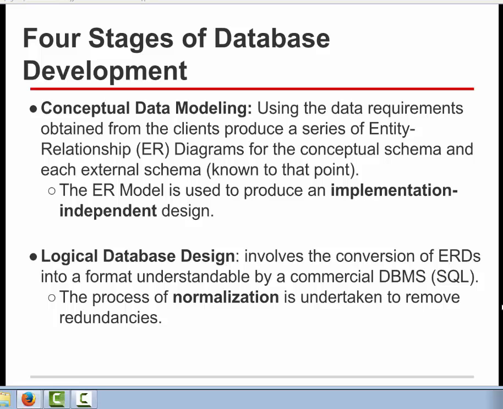There are 4 stages of database development we're going to talk about here. First, conceptual data modeling. That's really where we're going to begin more or less in this course. This is where we do some design work at a sort of an abstract level. We gather some requirements from our quote-unquote clients, and we produce a series of entity relationship or ER diagrams. What this does is produce what's called a conceptual schema.